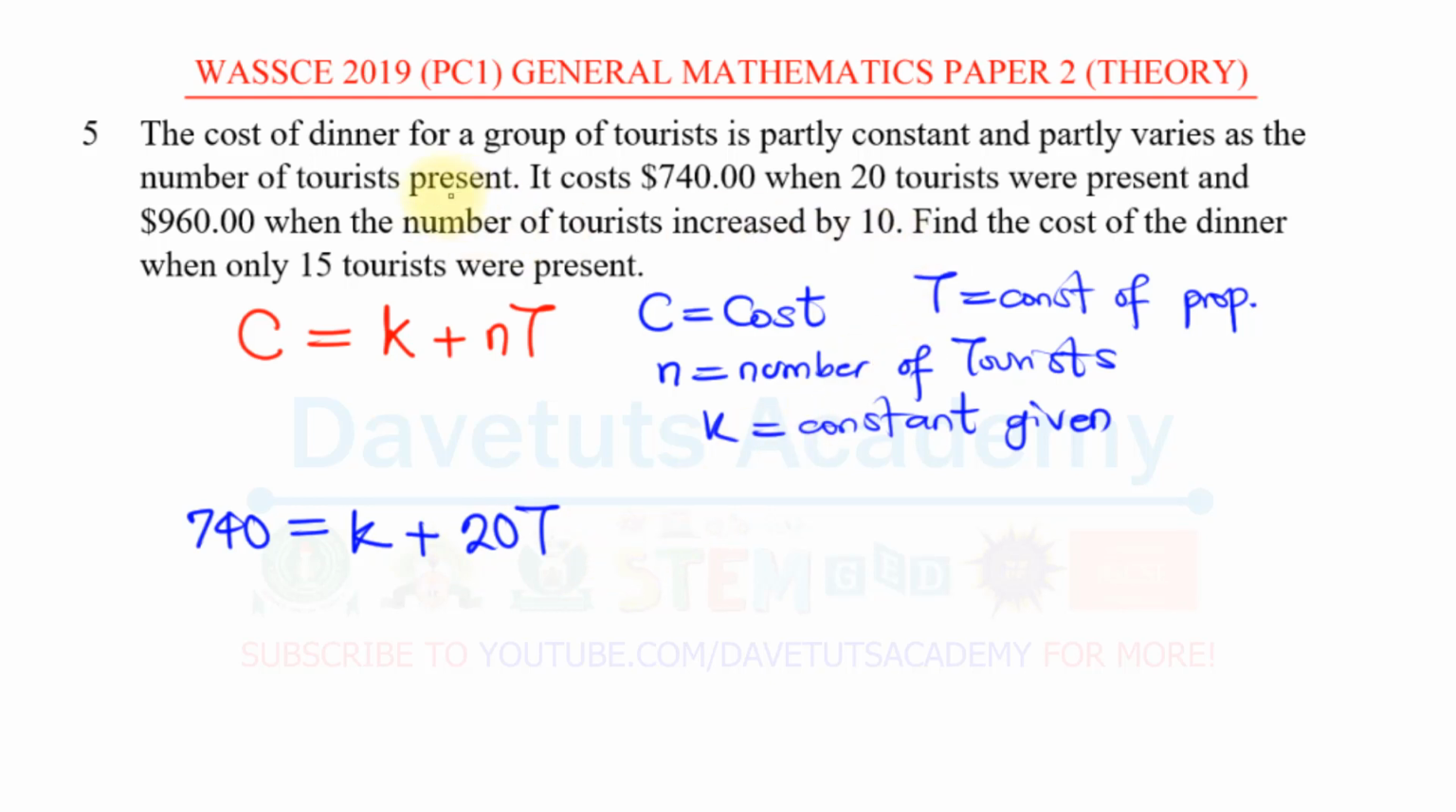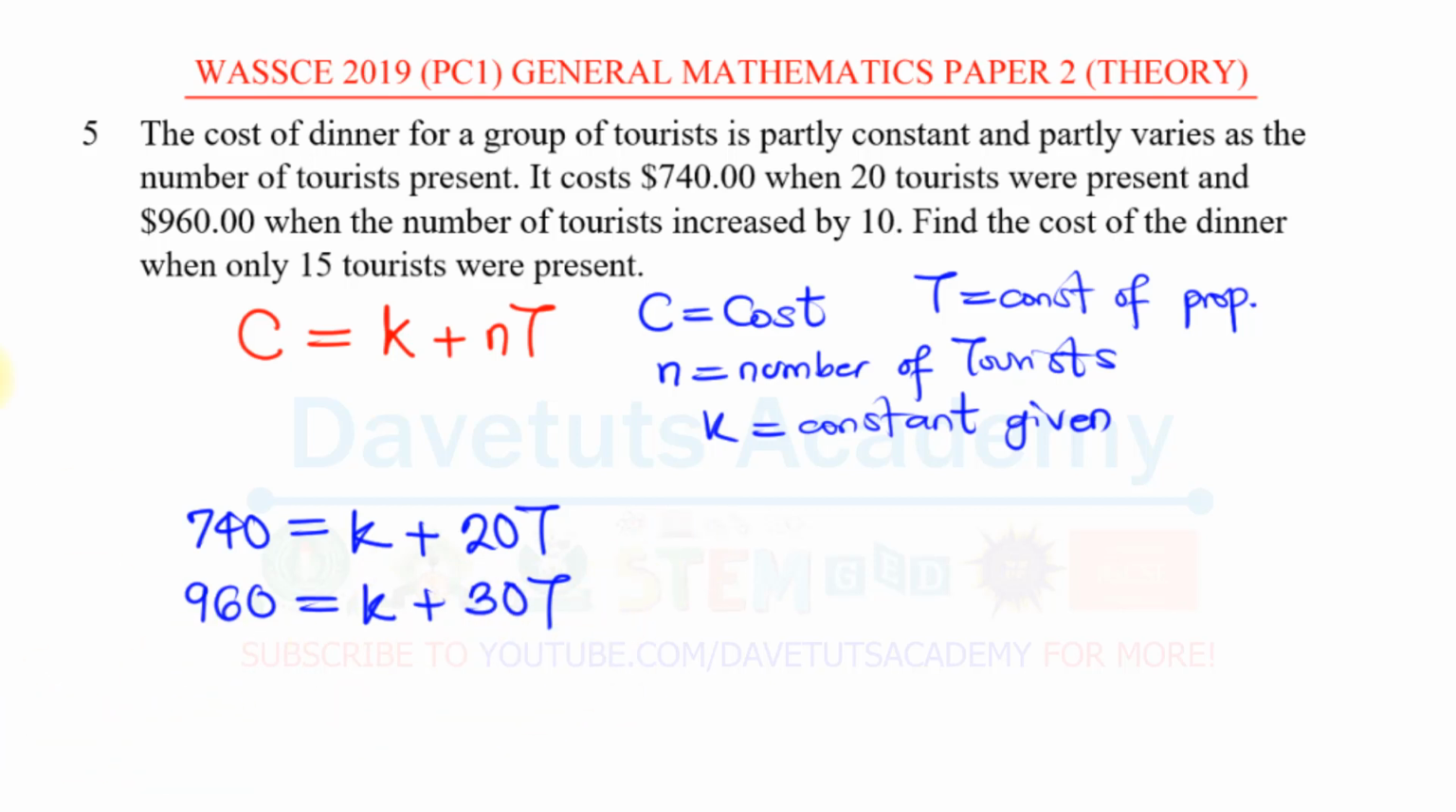Now, it will cost $960 when the number of tourists increased by 10. What do we understand by increase? That means we are adding 10 to the initial one that we had before. We need to get that correctly to be able to solve this question. So we have 960 is equal to K plus, increase by 10 means 20 plus 10, which is 30T.